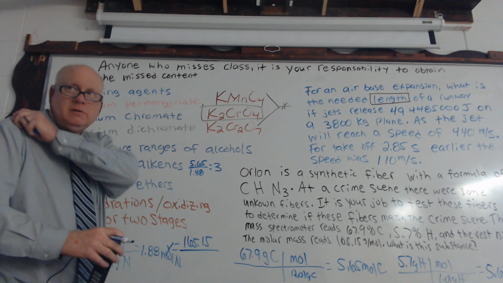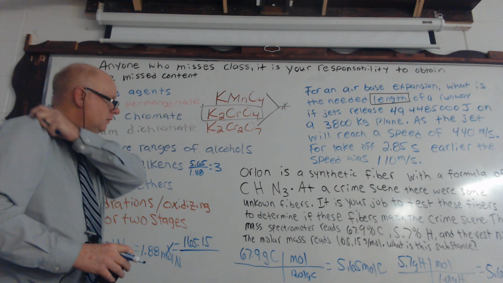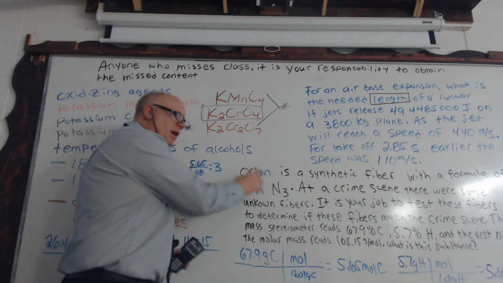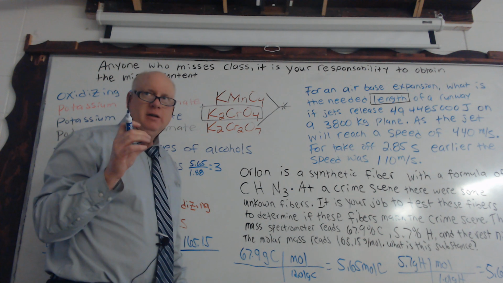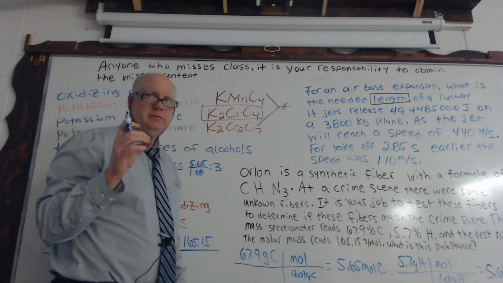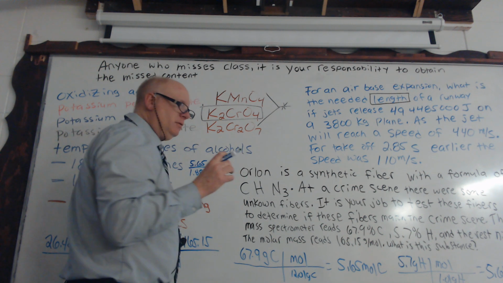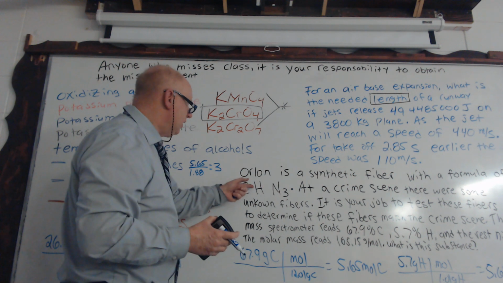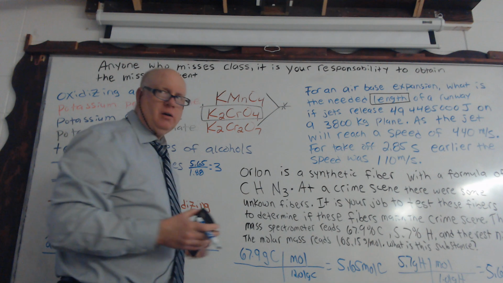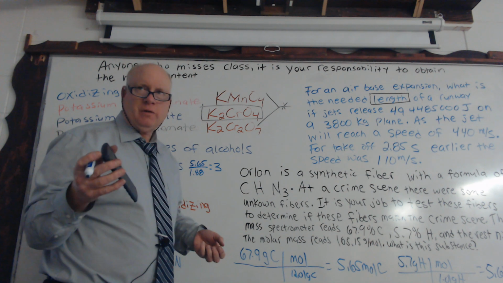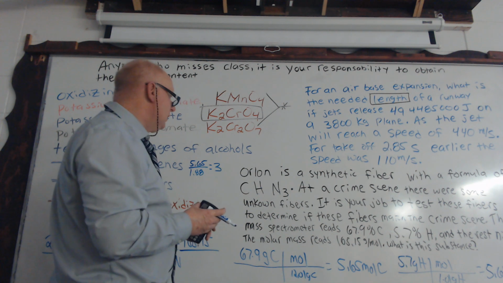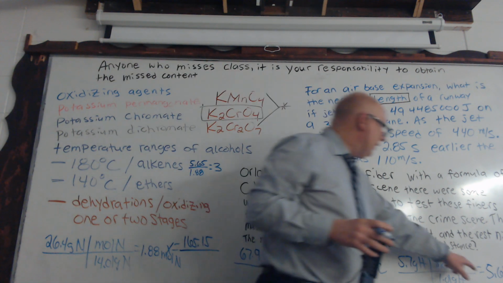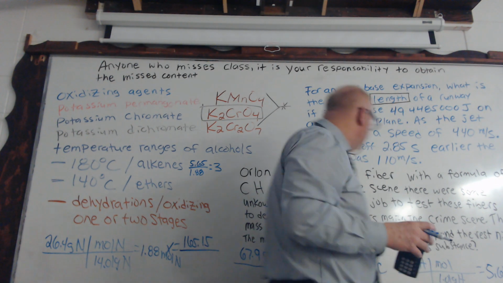The top, the CHN3, that doesn't really matter to us? We said this is the formula that was found at the crime scene. Yeah, but to find anything, we don't need it, right? Well, you're going to need it for your empirical formula. Right. We're seeing if this comes out to what we're going to find from our empirical formula. Okay? So, if this comes out to 3, then this comes out to 3 as well.